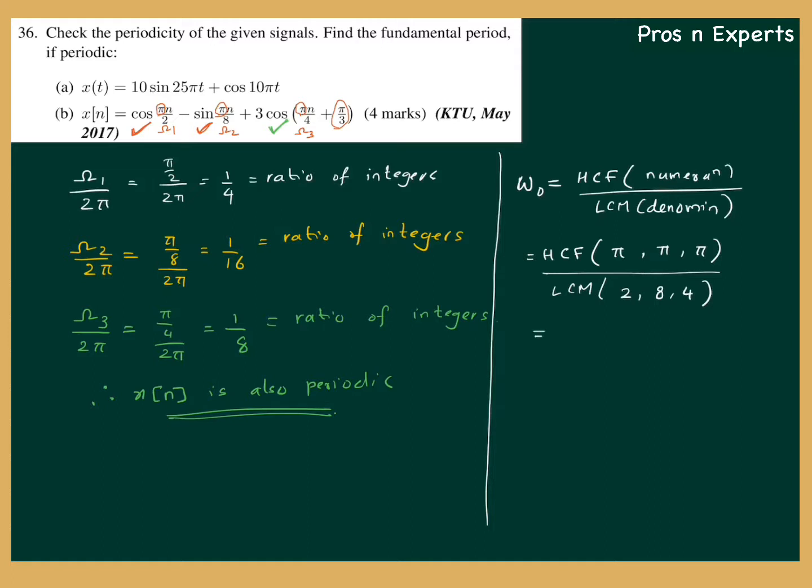Okay, so that is equal to, what is the HCF of pi? It is pi, divided by, what is the LCM of 2, 8, and 4? It would be 8. Okay, pi by 8. So what we got is omega 0 equal to pi by 8. Therefore the time period is 2 pi by pi by 8, which will give you 16 samples. 16 is an integer value, so we can directly say that the time period is 16 samples. That's the final answer.